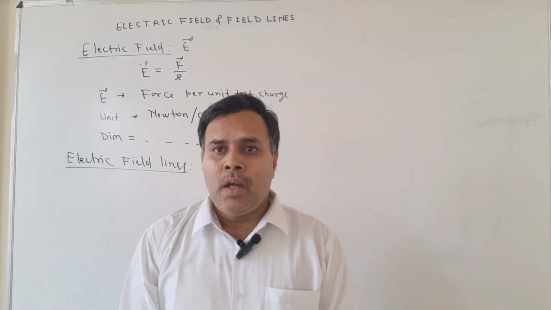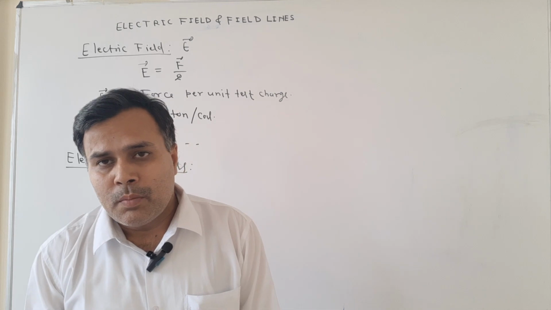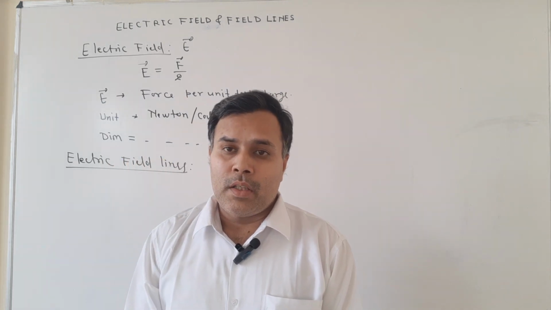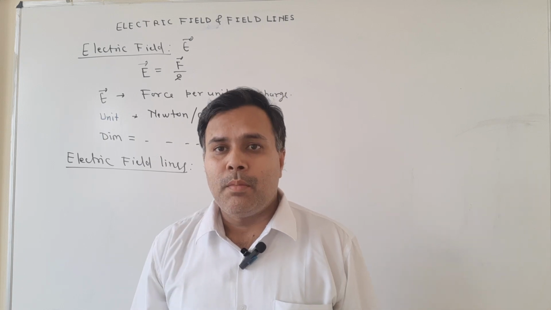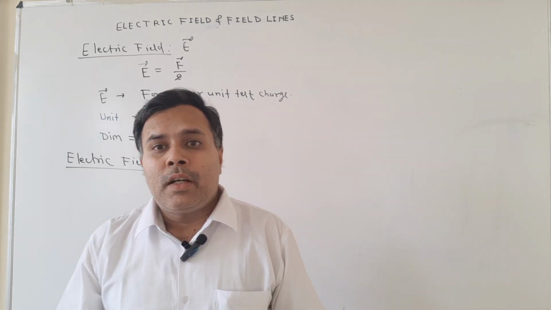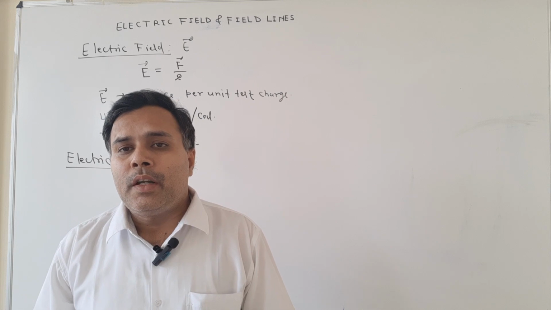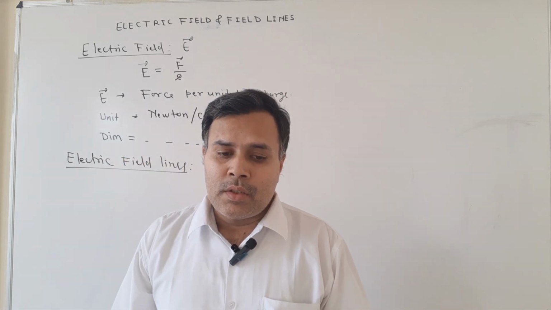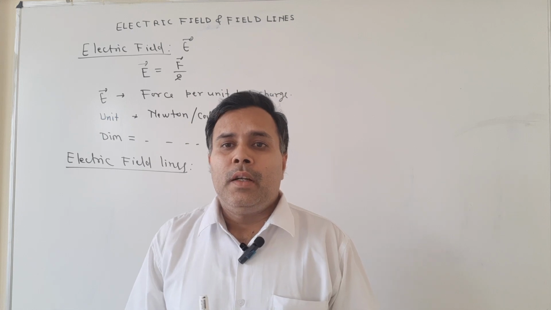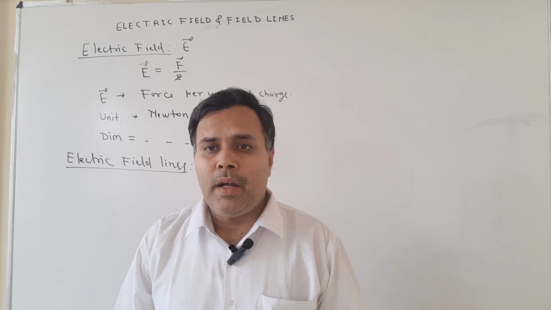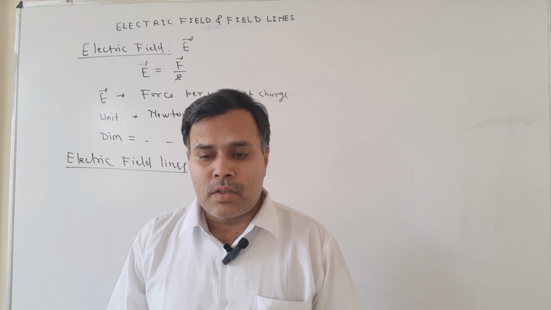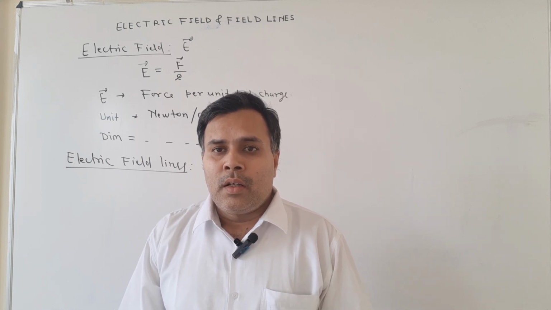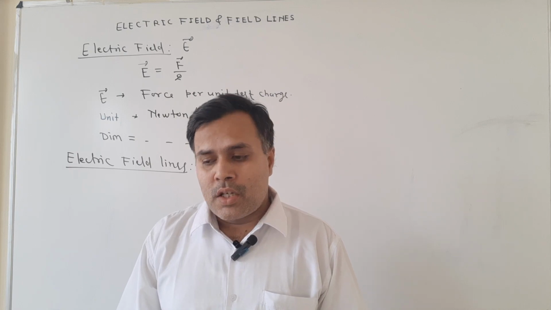In this lecture, we will discuss the basics of electric field. What is electric field? What is its unit, dimension, and what are electric field lines, or what is the property of electric field lines? And I will also discuss the expression of electric field for a discrete charge system and continuous charge system. So in electrostatics, we have two different kinds of charge: source charge and test charge.